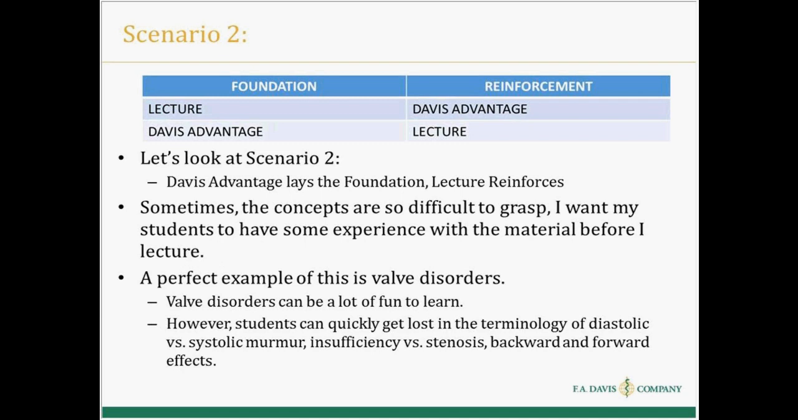And my number one example for this in the world of pathophysiology, although I can see it applying elsewhere, is with valve disorders. If you've ever lectured on valve disorders, you know it's a very terminology-heavy segment, not that they all aren't, but students can quickly get lost in the terminology. You're using diastolic versus systolic murmur, insufficiency, stenosis, backward-forward effects, and you can literally just see the students' eyes glaze over as these terms keep flying at them as they're trying to understand the valve disorders themselves. This, again, is where Davis Advantage can come to help.